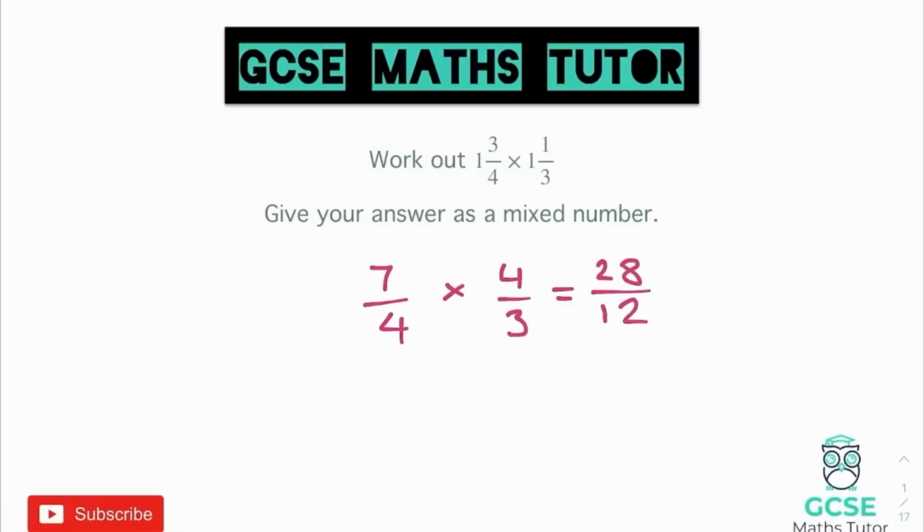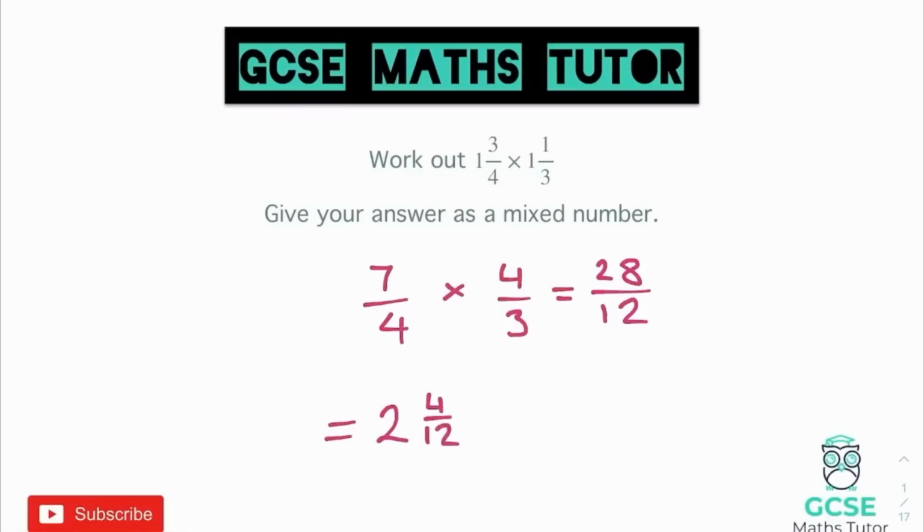Now it says in this question to give your answer as a mixed number. So we're going to want to go about simplifying this and seeing how many times 12 goes into 28. So 12 fits into 28 twice, and there would be a remainder from 24 to 28, so there'd be a remainder of 4. So we'd have 4/12 left over.